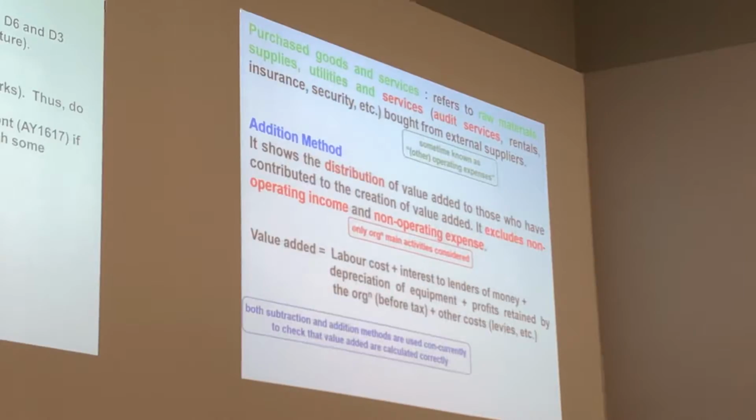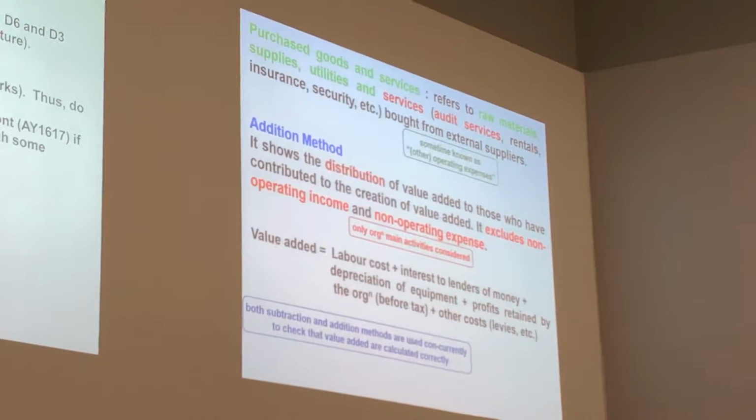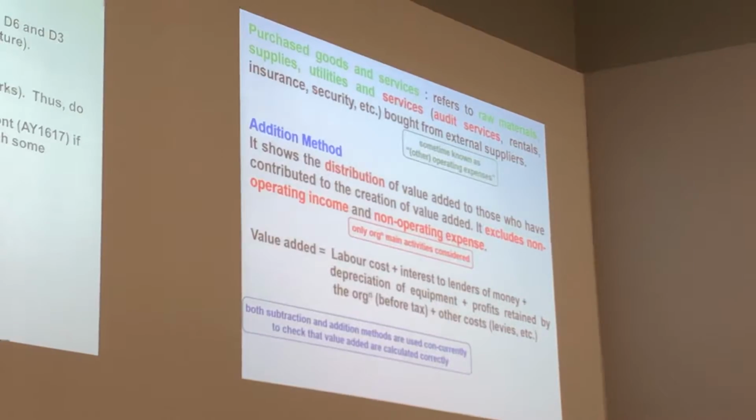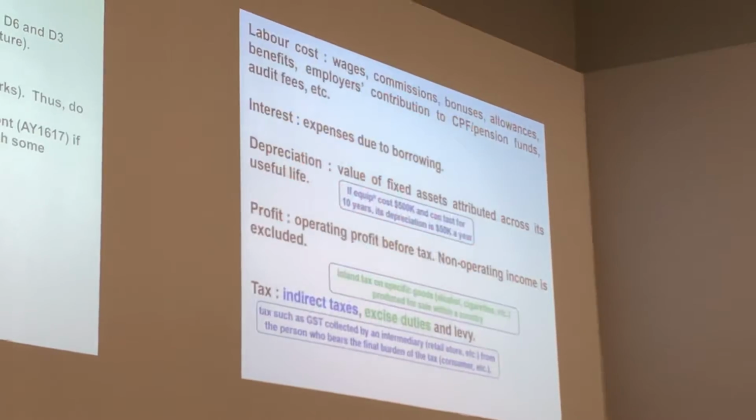And add up. So the first part, to sum it out, the subtraction method is to help you calculate the wealth generated. The addition method is to help you find out what you do with the wealth generated. So whatever it is, you are actually calculating value added. So the final answer for your subtraction method and the final answer for your addition method should be the same. Okay?